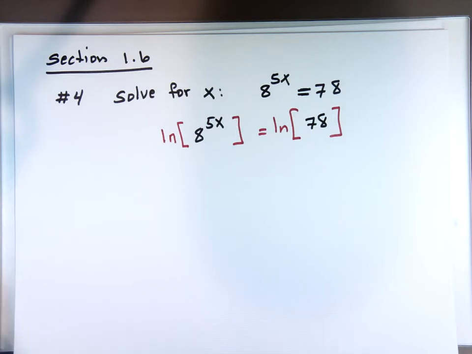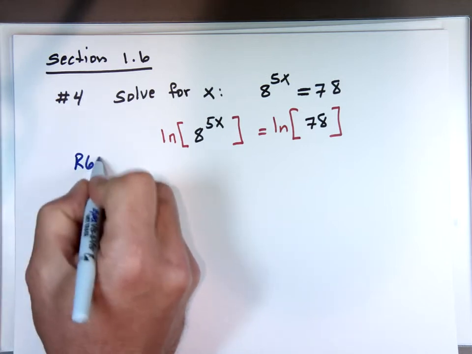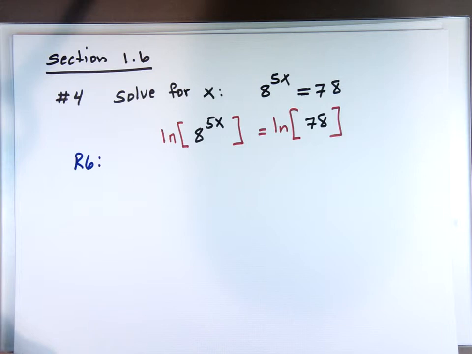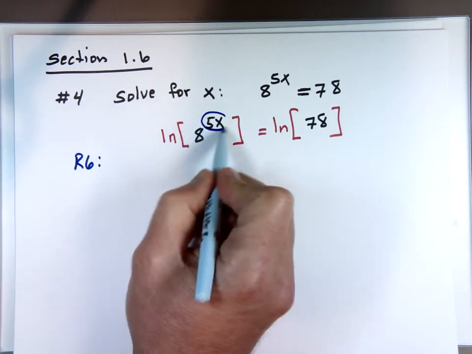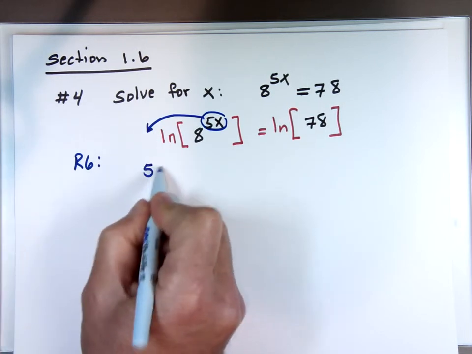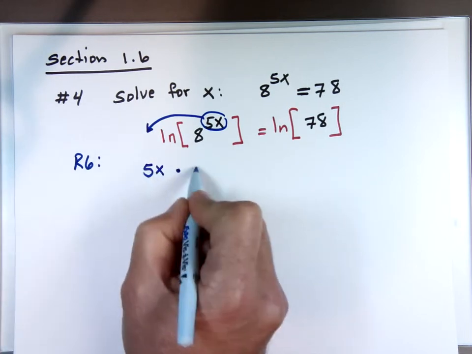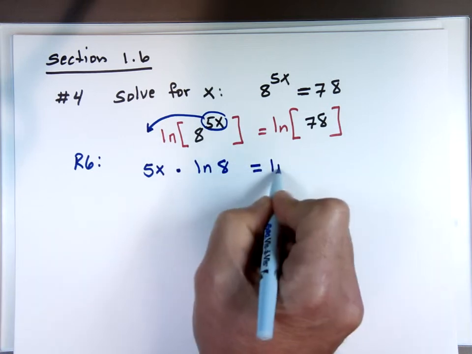I think it was property number 6 for the log. It says if you have exponents, what can you do with the exponents? Move it to the front. There's my exponent. I can move it, put it in the front. So that becomes 5x times the natural log of 8 equals the natural log of 78.